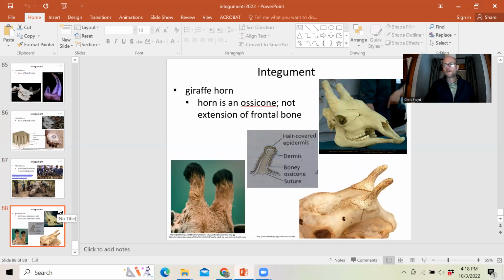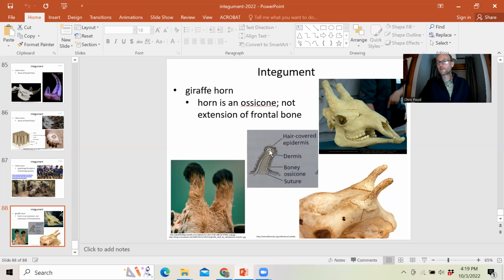And finally, the giraffe horn, which is in a league of its own as well. It's called an ossicone. There's a suture here at the base, and it's not an extension of the frontal bone. That's why it's called an ossicone. So it's a separate bone. Don't know anything about how it evolved. And its function is not nearly as graphic and obvious as it is with the other antlers and horns we just saw.